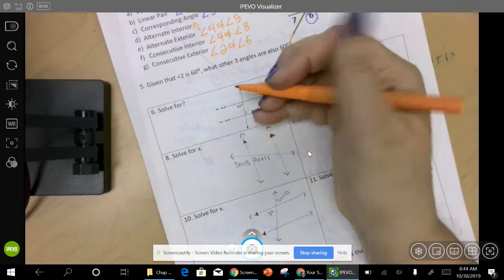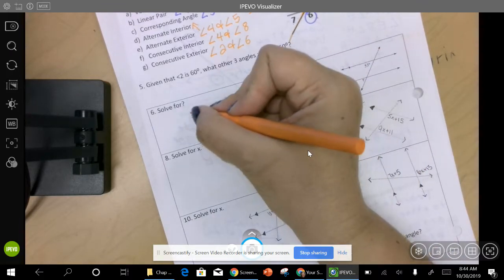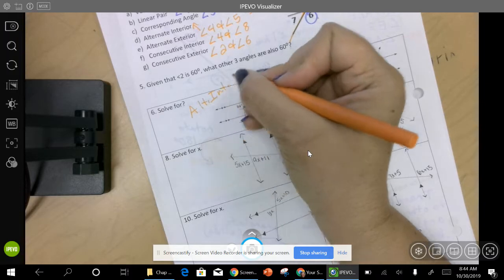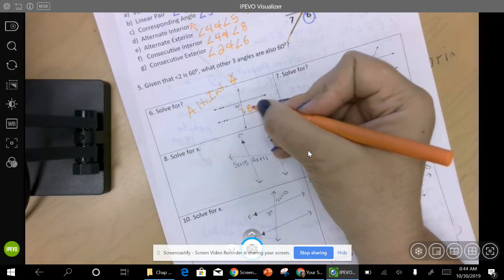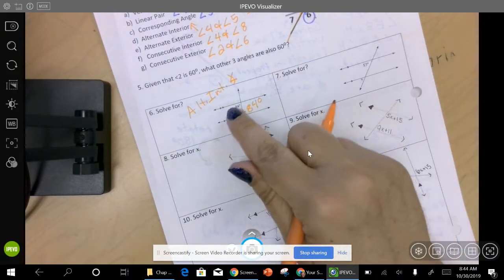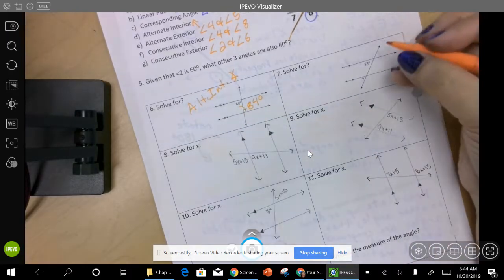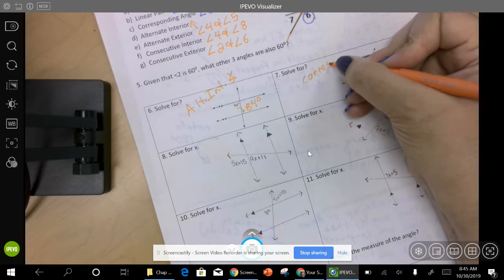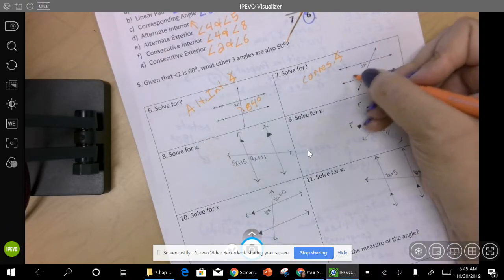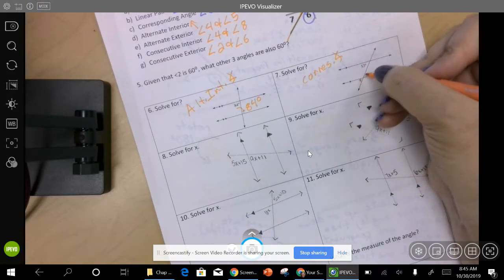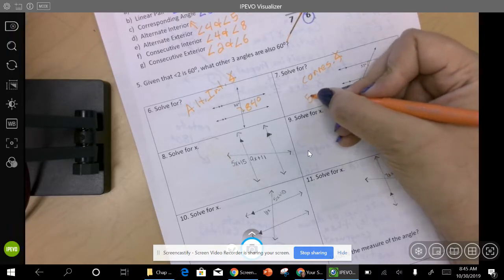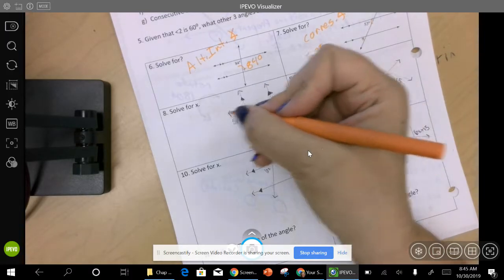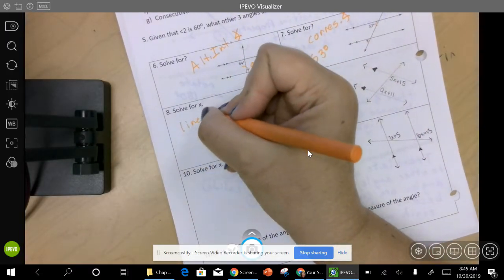So these are alternate interior angles, so they're both equal to 84 degrees. Solve for this one. This is going to be corresponding, same side, skip one. So these are congruent, so it's 53 degrees. This one is a linear pair, so they are supplementary.